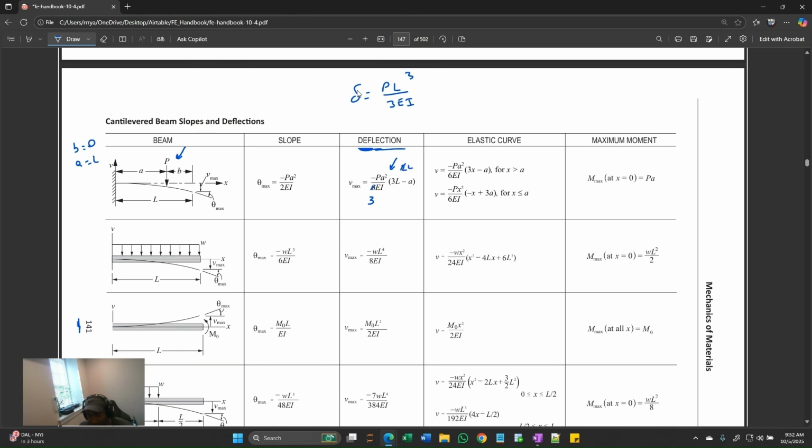And there's a negative sign associated with that. I'm just going to leave off the negative sign. That's just associated with what they're assuming their coordinate system is. This is our deflection equation over here. Let's go back to the problem.